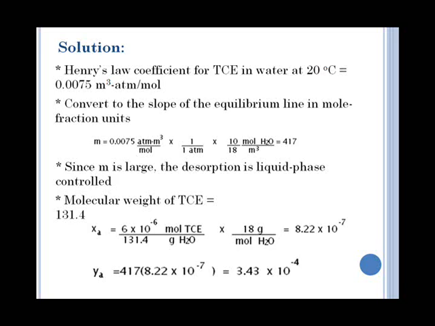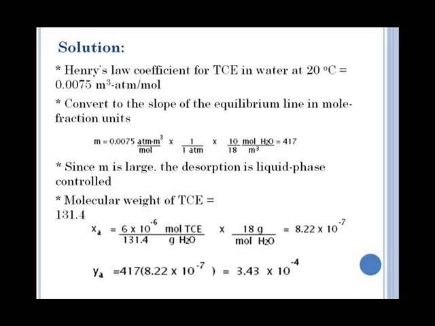In solving for the minimum airflow rate, we must first obtain the Henry's law coefficient for TCE. At 20 degrees Celsius, this constant is 0.0075 cubic meters atmosphere per mole. We will then convert this to the slope of the equilibrium line in mole fraction units. To convert it, we simply multiply the constant with conversion factors.